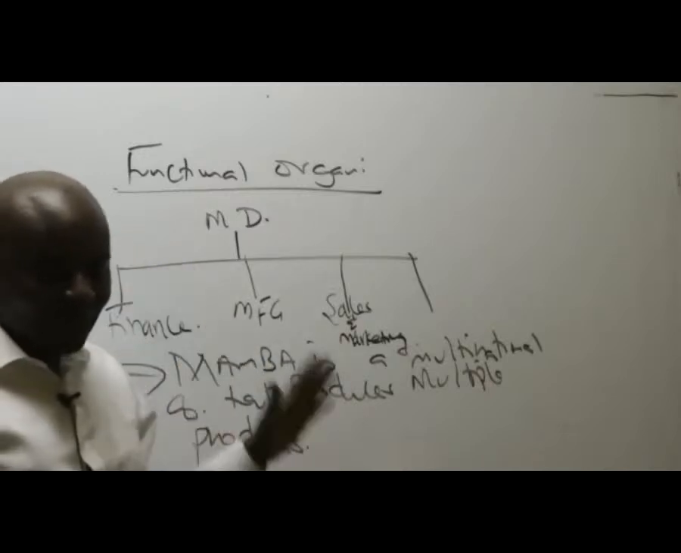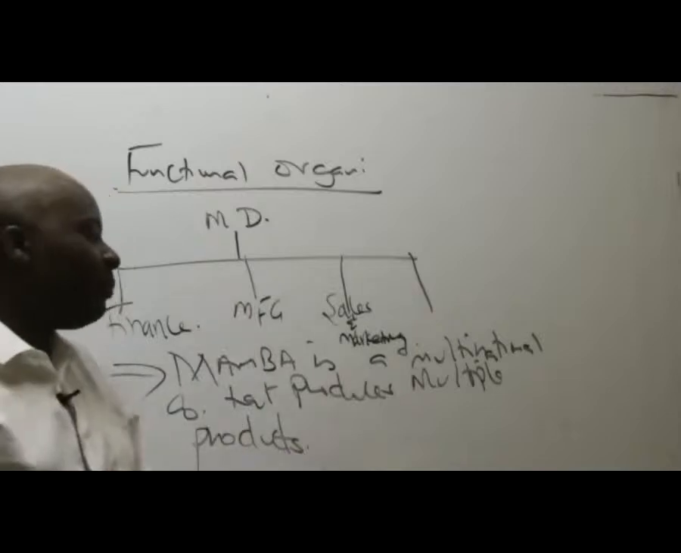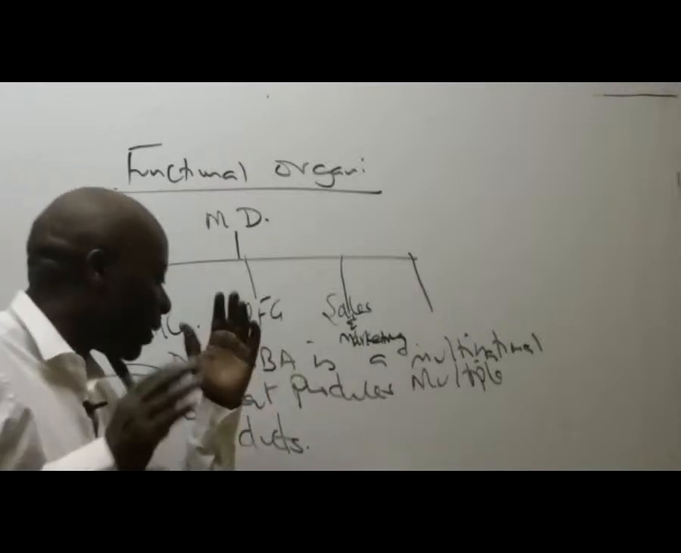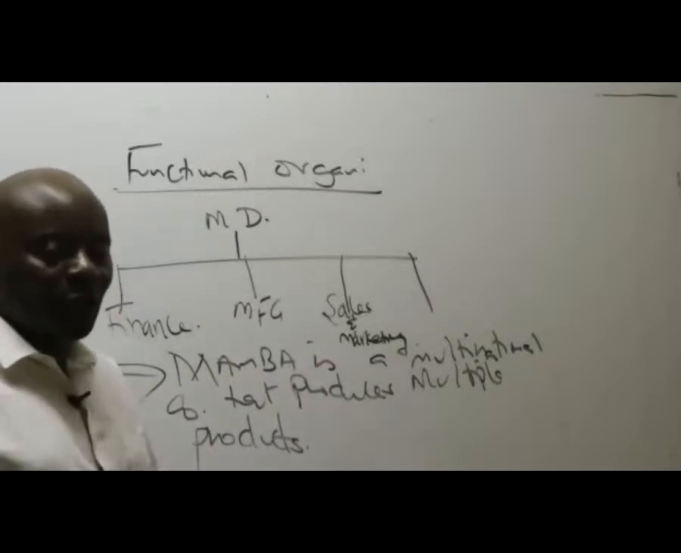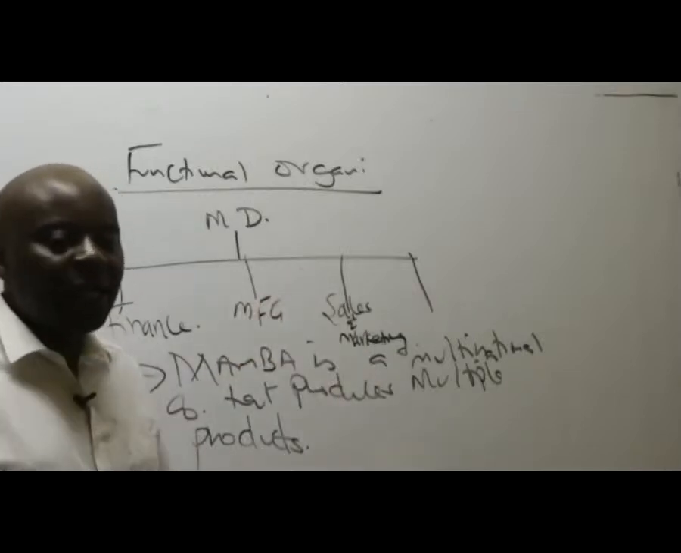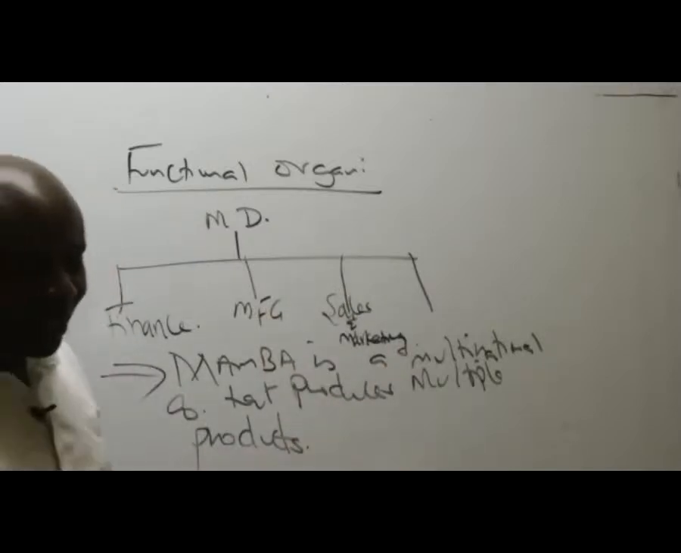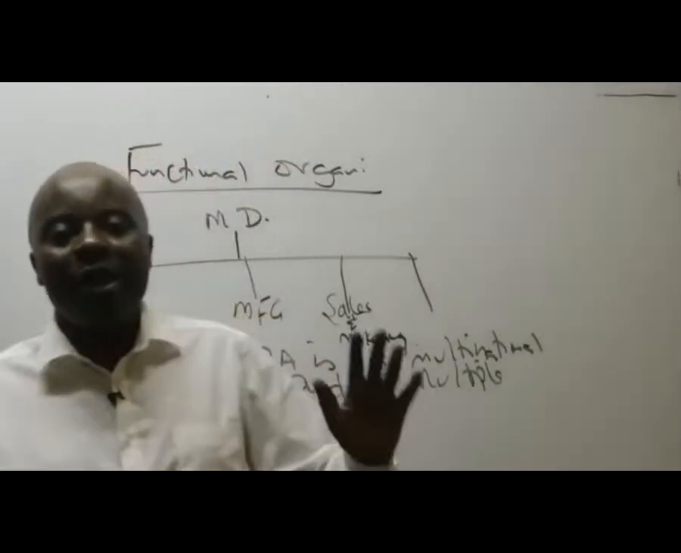So the key thing is that I've been able to draw this functional department, and I've made a very pregnant point here, that Mamba is a multinational company that produces multiple products. Because of this element, the functional organizational structure is inappropriate. By writing like that, ladies and gentlemen, you have already scared the examiner. The examiner knows that we are working with a script of a very bright student.